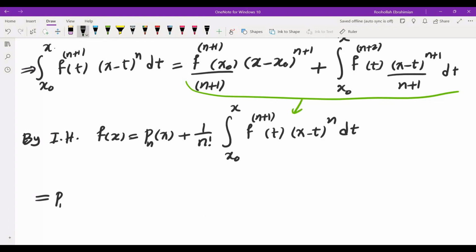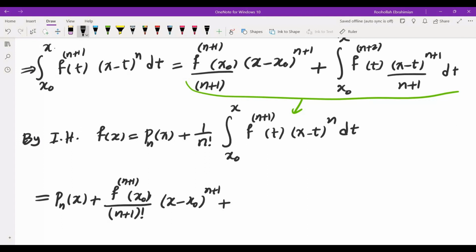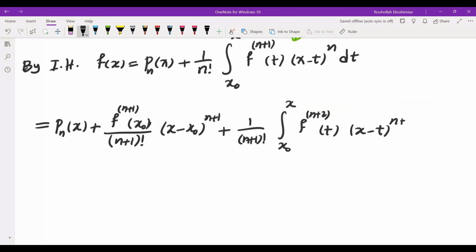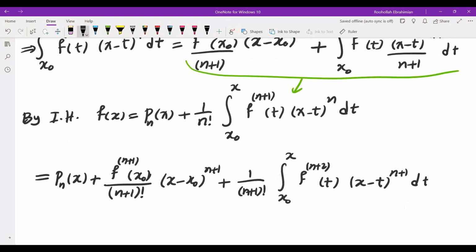So this would give me Pn of x plus fn plus 1 of x naught over n plus 1 factorial. I have a 1 over n factorial times 1 over n plus 1. So that becomes 1 over n plus 1 factorial. X minus x naught to the power of n plus 1 plus, then again we can combine the 1 over n factorial and 1 over n plus 1. So I get 1 over n plus 1 factorial, integral from x naught to x, fn plus 2 of t, x minus t to the power of n plus 1 dt.